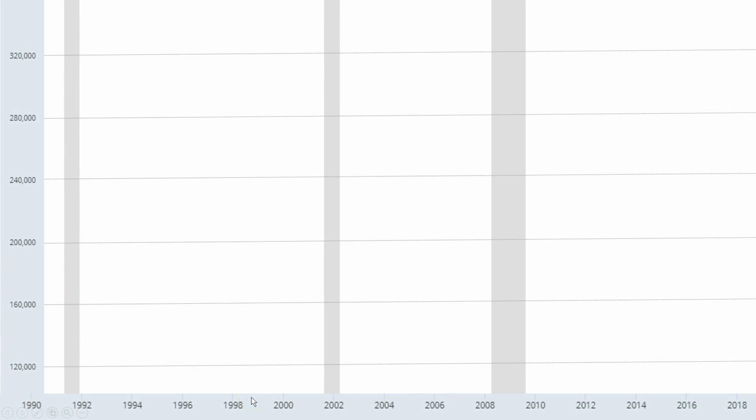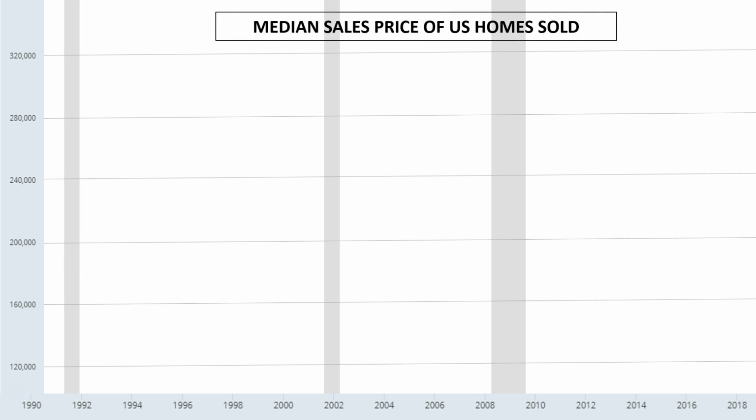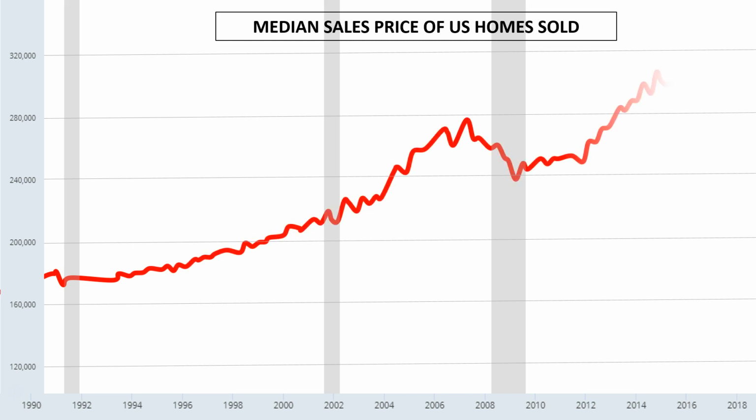Okay, so here we're going to take a look at the real estate market to see what kind of information we can get here. What you can see at the bottom of the page is we have the years of 1990 leading till 2018, and then we have home prices here on the left. Home prices started at 120,000 and ranged to 320,000 for the purposes of this chart. So what this is, is the median sales price of U.S. homes sold. This red line indicates that median sales price.